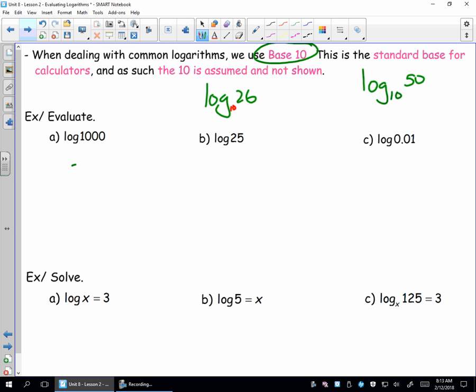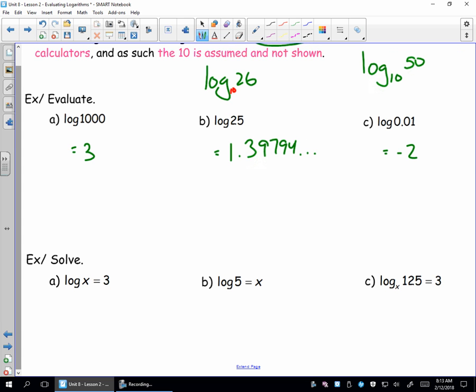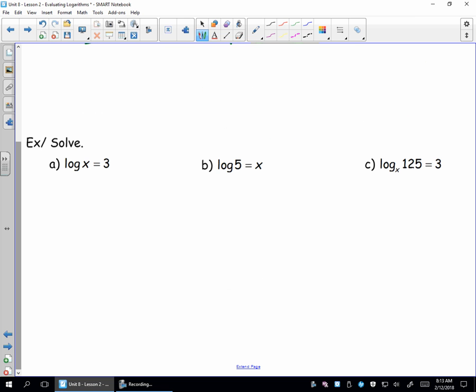Type in log 1,000, you should get 3. You can also do this and get decimal, that's fine. Log 25, 1.39794, dot, dot, dot. You can do small numbers, log of 0.01 comes up to -2. And it's smaller than 10, right? It's a fraction of a tenth, which is why you have a negative exponent there. And anytime you come across base 10 or no base, calculator is a good tool.